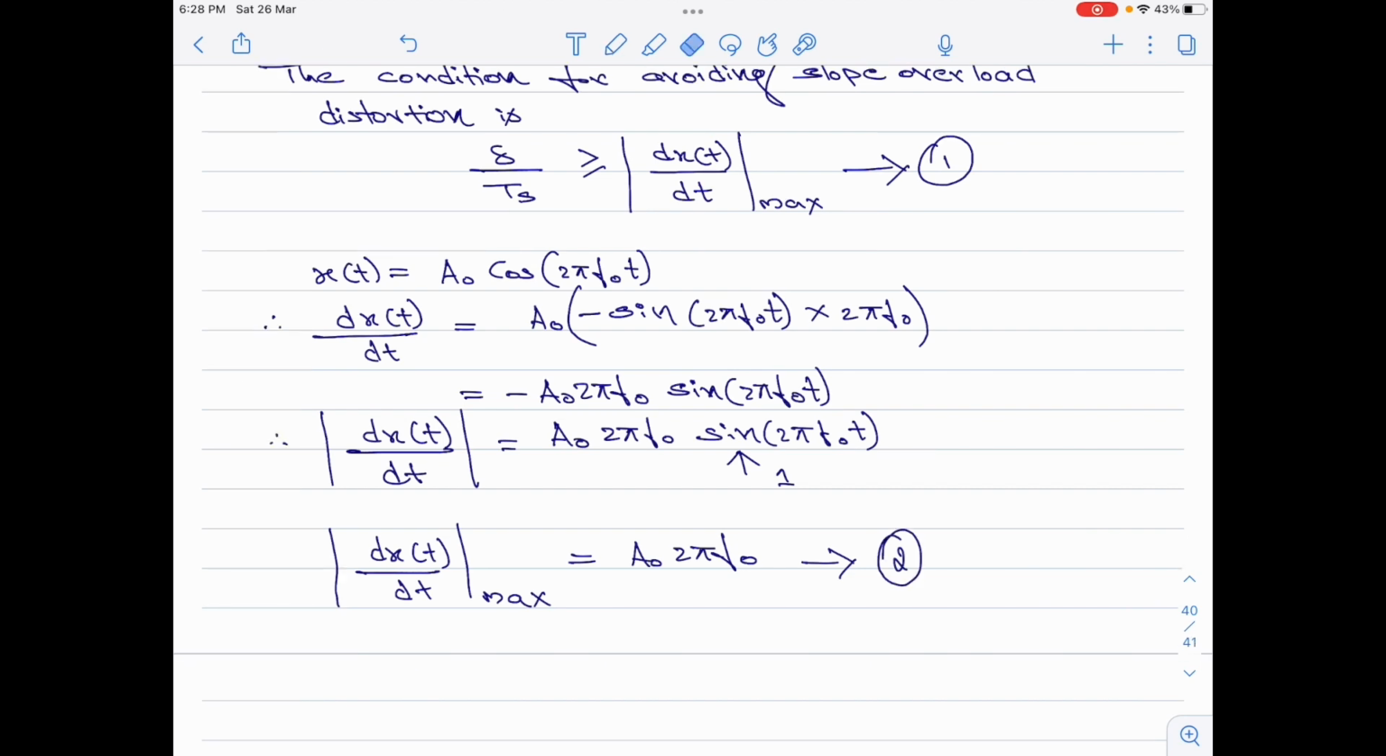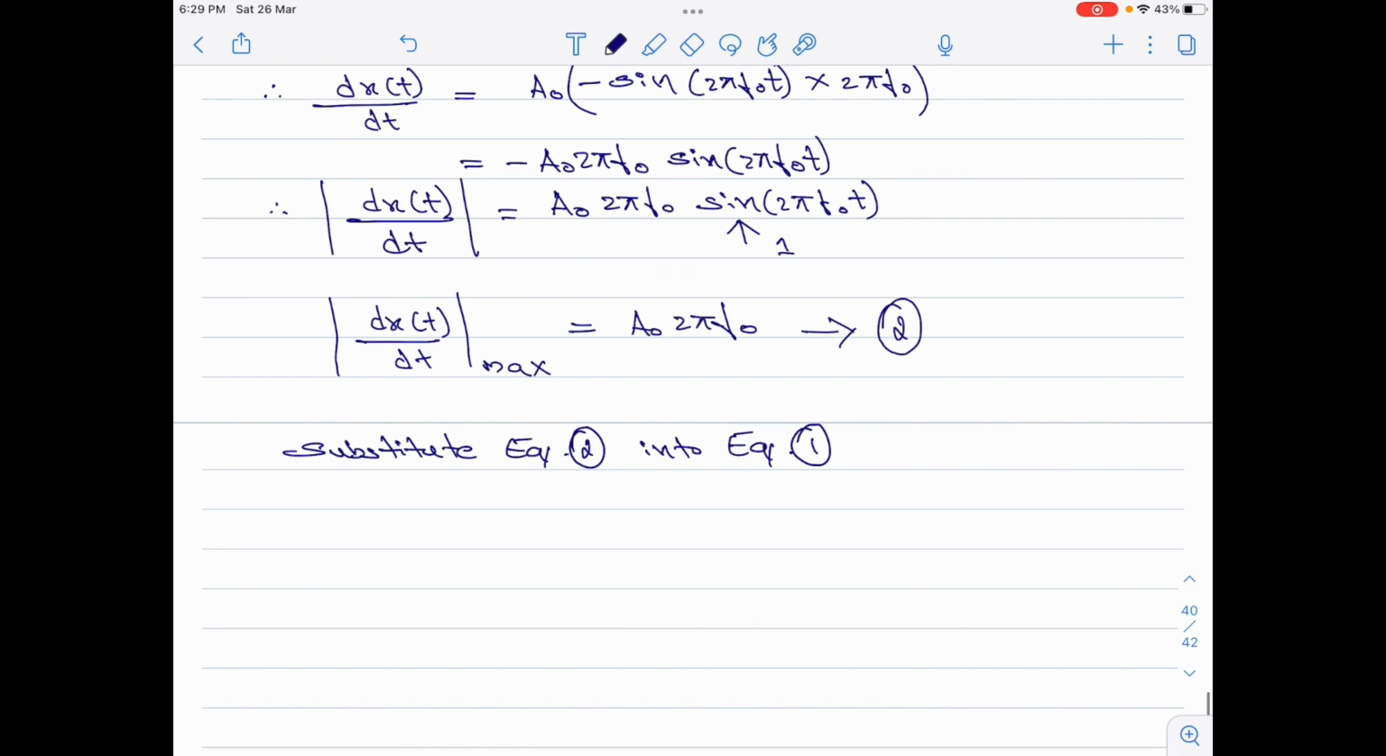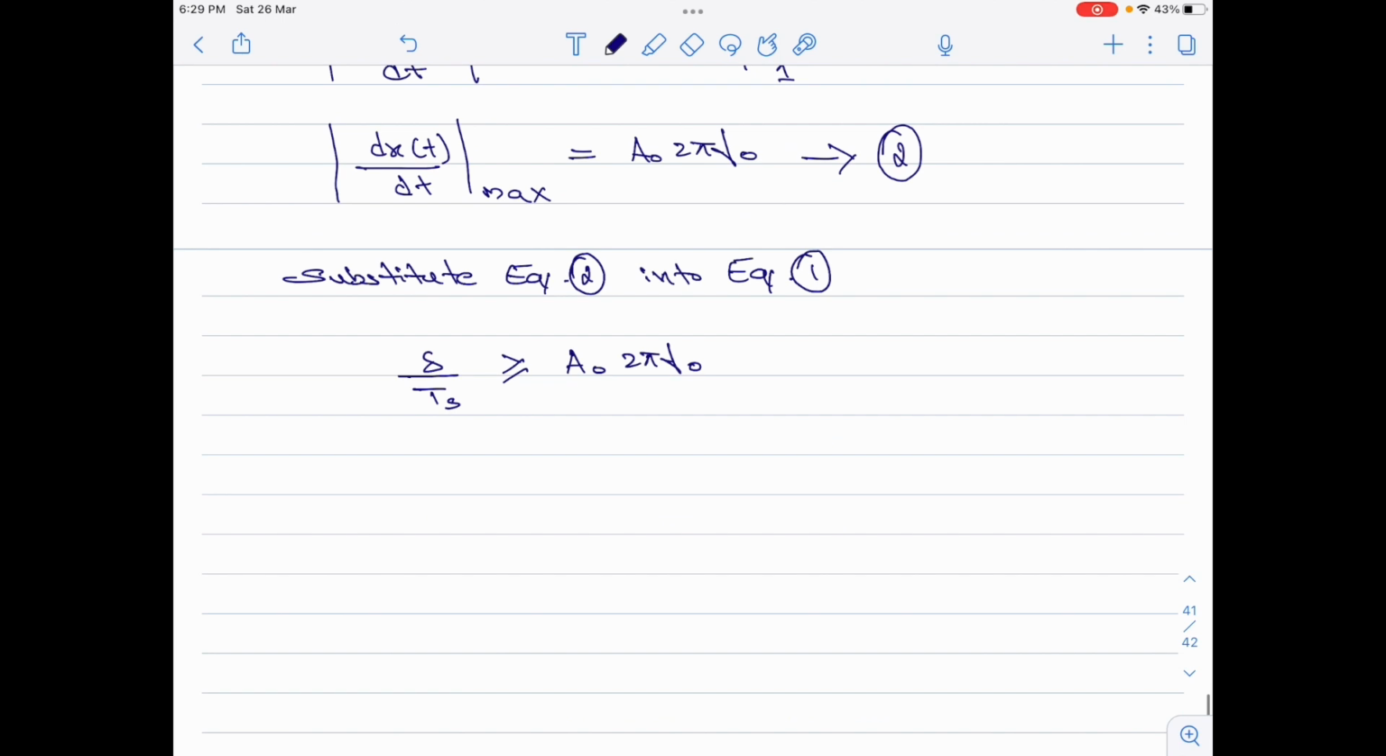Now, I will substitute equation 2 into equation 1. Therefore, it will be delta divided by Ts greater than or equal to the maximum value of the magnitude of dx(t) by dt, which is A0 into 2 pi f0. Since in the question we are asked to find the appropriate value of the step size, I will rewrite this equation for step size delta as delta greater than or equal to A0 into 2 pi f0 into Ts.